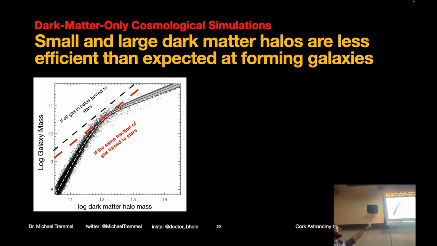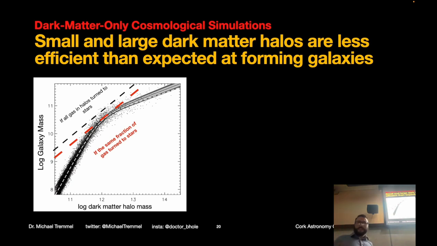Now we get something interesting here, because if every dark matter halo forms galaxies with the same efficiency, basically, a bigger dark matter halo forms a bigger galaxy, turns a bigger portion of its stuff into stars, then we should see kind of a straight line like those two lines up there. Either it turns everything into stars or it turns some constant fraction of its mass into stars, but we don't see that. We see this kind of curved line here.